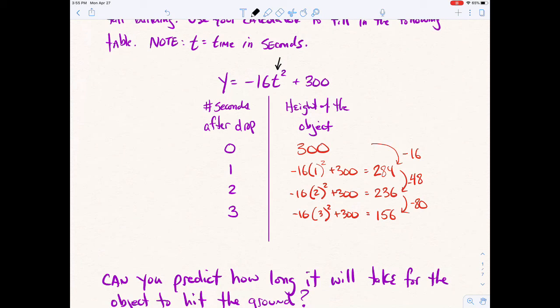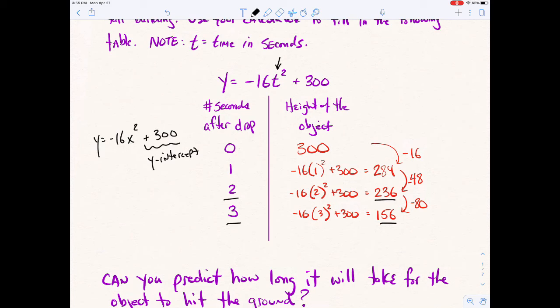You'll normally have something like y equals with an x, and it may or may not have a number after it. If it has a number after it, by the way, this thing right here, this is your y-intercept. That'll be something to keep in mind. With that in mind, we have 0 and 300, 1 and 284, 2 and 236, 3 and 156. You can see the calculation there and so on.